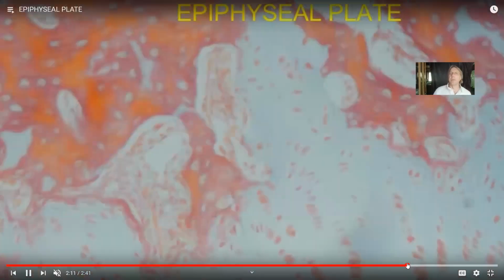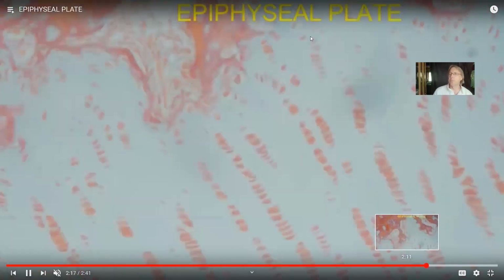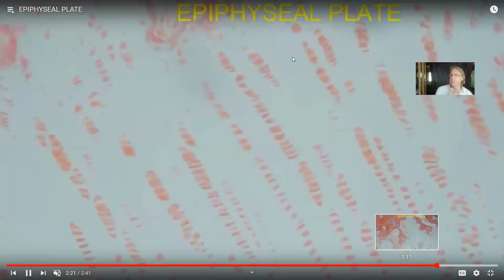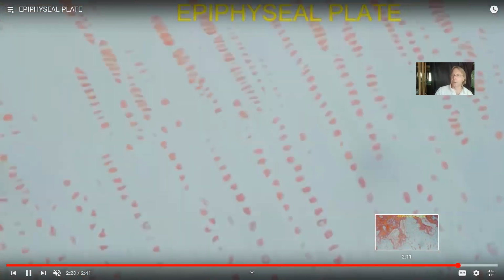So this is a growth plate or epiphyseal plate. It is a band of cartilage between two bone fronts, the bone in the epiphysis, which came from the secondary centers of ossification, and the advancing bone in the diaphysis or shaft from the primary center of ossification.